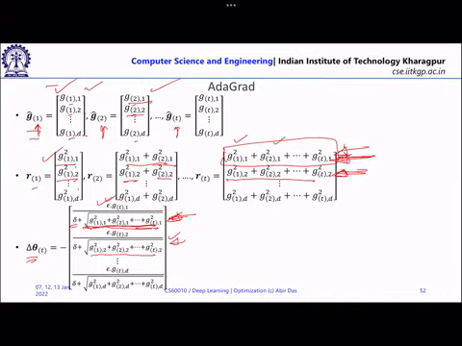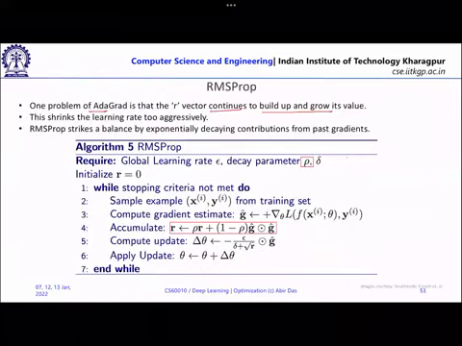So how can you basically get rid of this problem? You don't add all of them. Maybe take very recent ones, and you can discard the distant past. You can give more weightage to the recent ones, less weightage to the distant past, and so on. The second variation that I told, that you give more weightage to the recent past and less weightage to the distant past, that is called RMSProp.